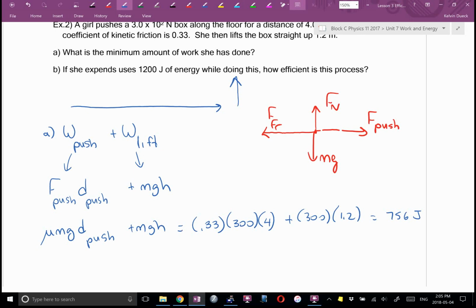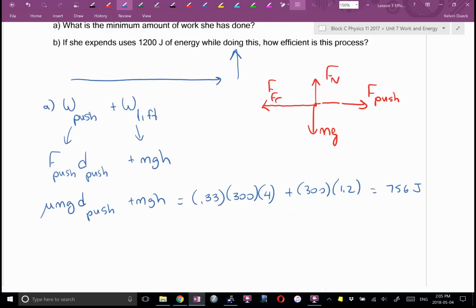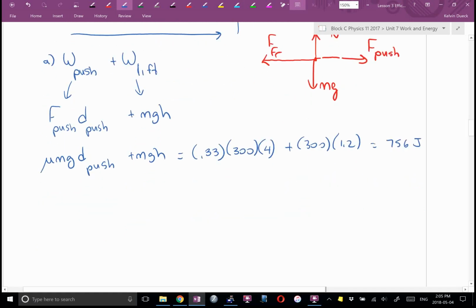How much food energy did her body use according to part B? I've just scrolled down. What does part B tell me? How much food energy did she use? How efficient is this? Well, efficiency is going to be the smaller number divided by the bigger number. It's the work out divided by the work in. The food that she ate, the in, was 1,200. How much work did she get out?